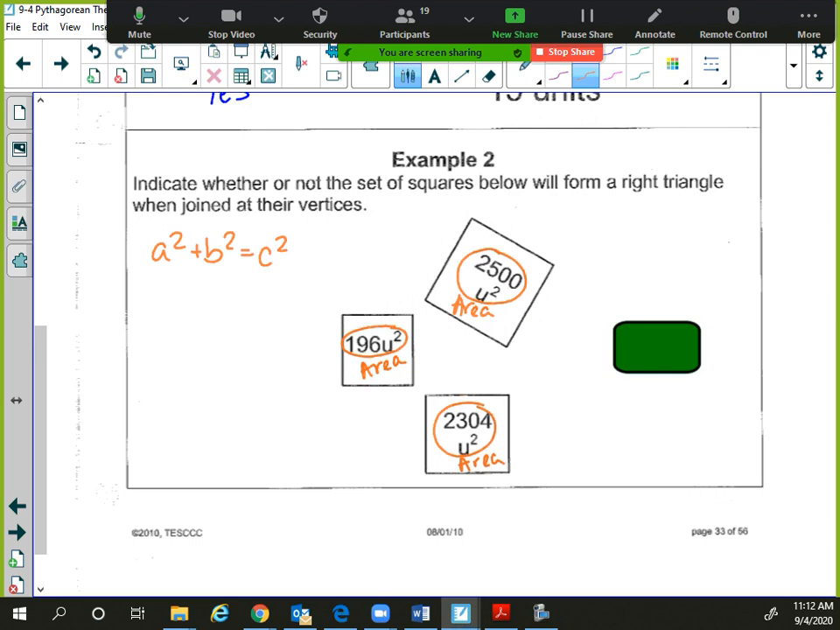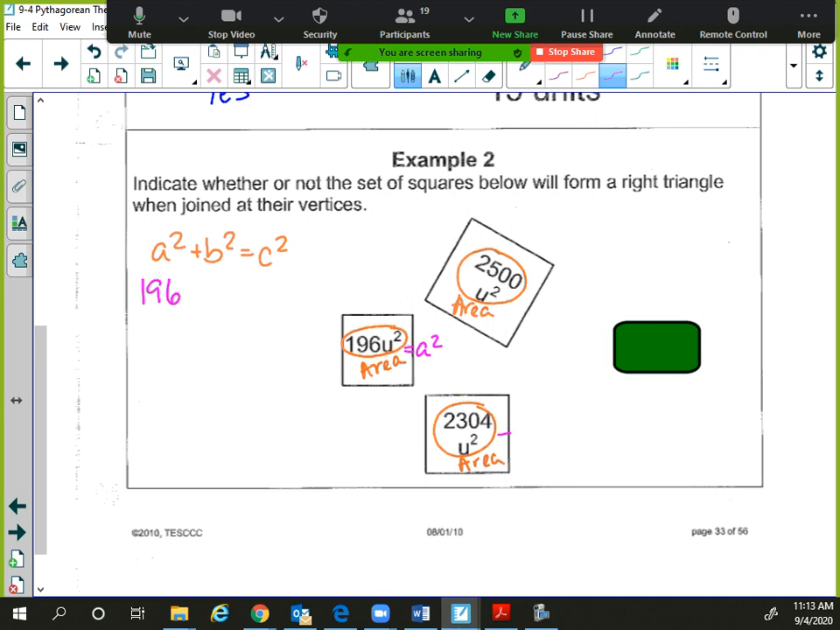I like to say that the smallest square is my a squared. So my smallest square is the 196 square unit area. Guys, this is a squared. So I plug in 196, just 196, because they've already squared it. They've already done the area of the square. Okay, I'm emphasizing that because we've had issues with people getting that confused in years past. So I want to make sure that that's clear, especially since y'all are not in the classroom with me.